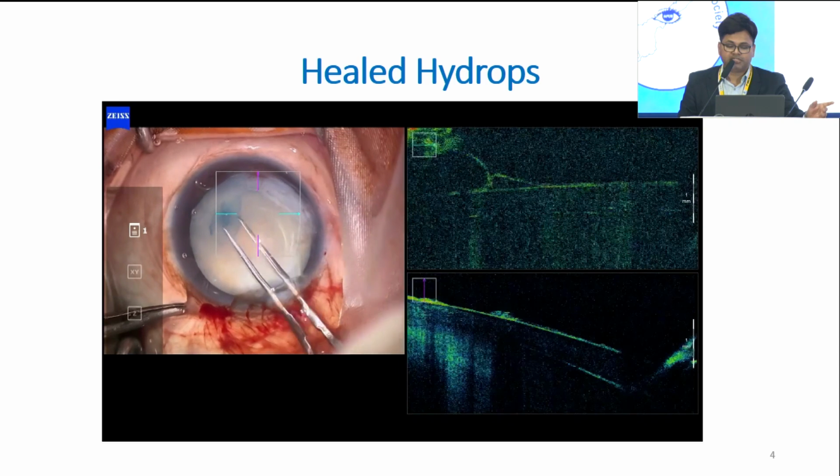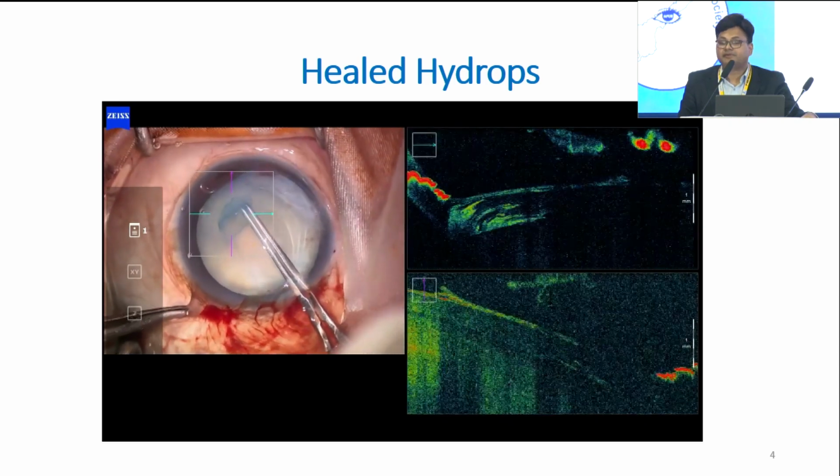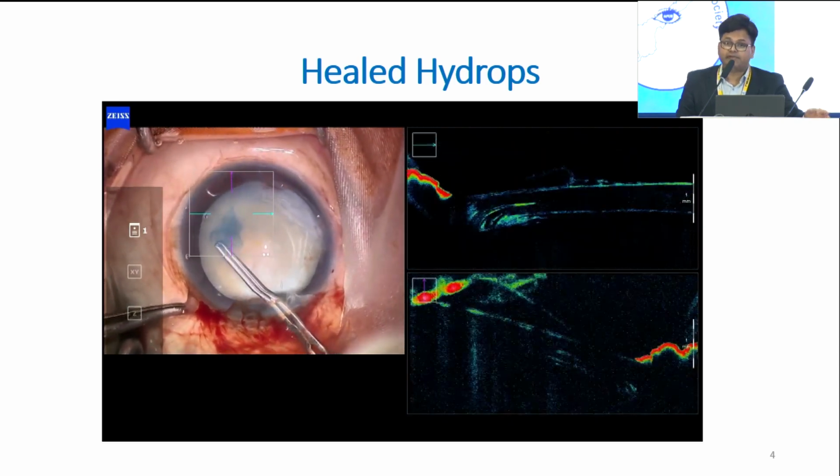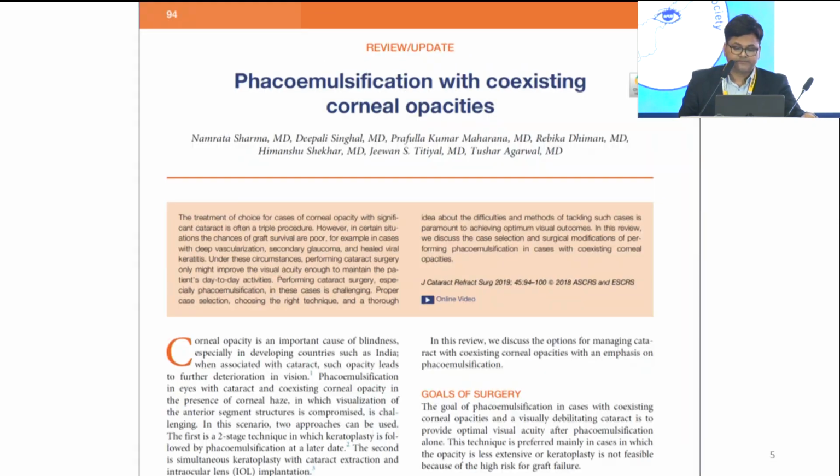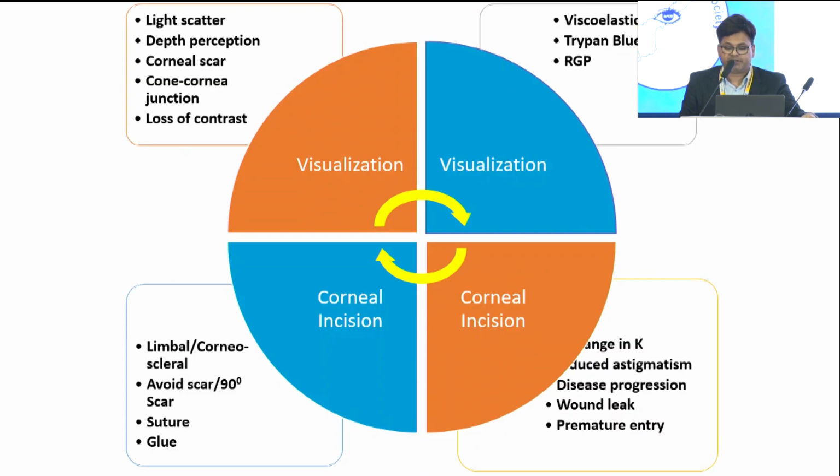Stain the capsule, use a rhexis forceps, be careful about distortion of your instruments, and be careful about the depth perception. It may not be exactly what you are thinking. So this is a paper which Dr. Namta and I have published about phacoemulsification with coexisting corneal opacity. You can go through that. It has all the practical tips for doing that.